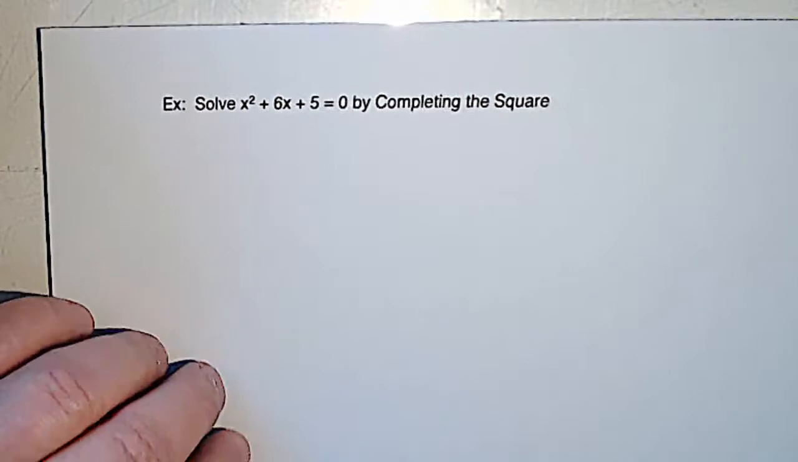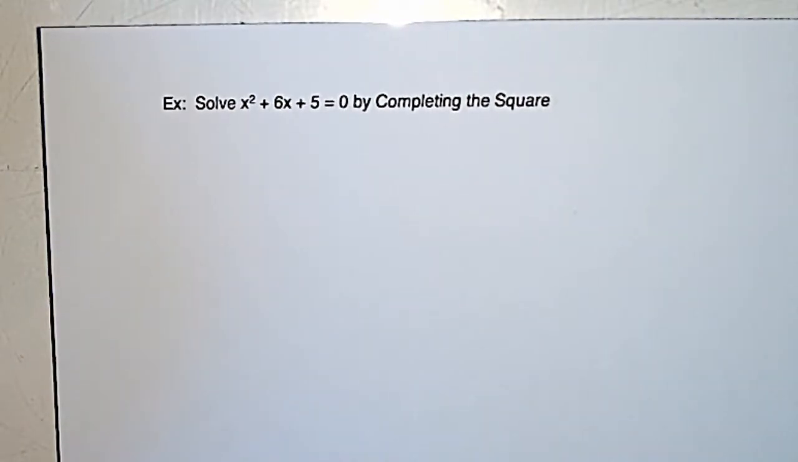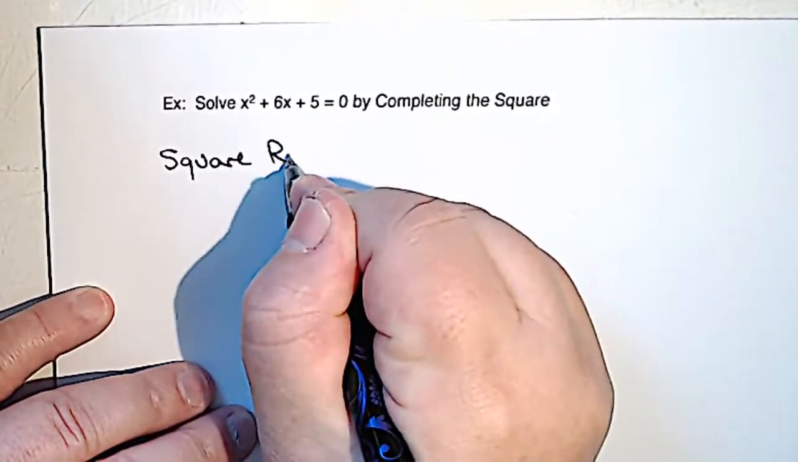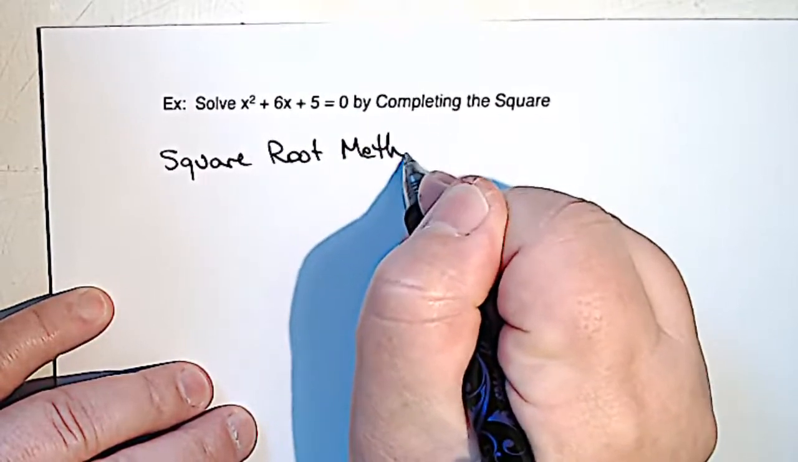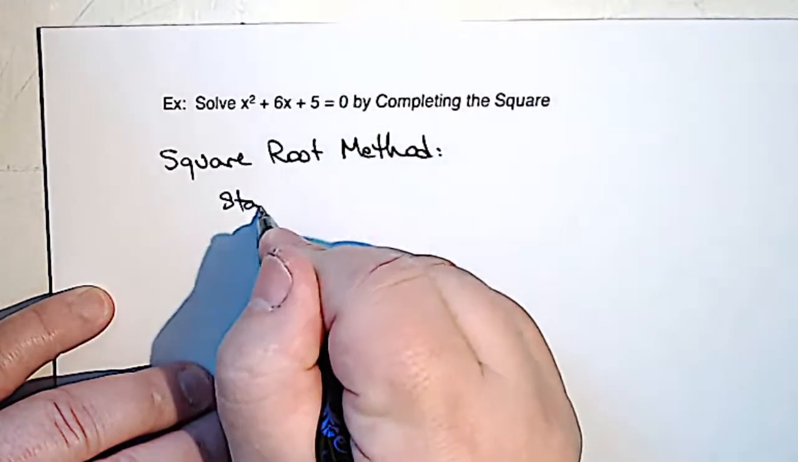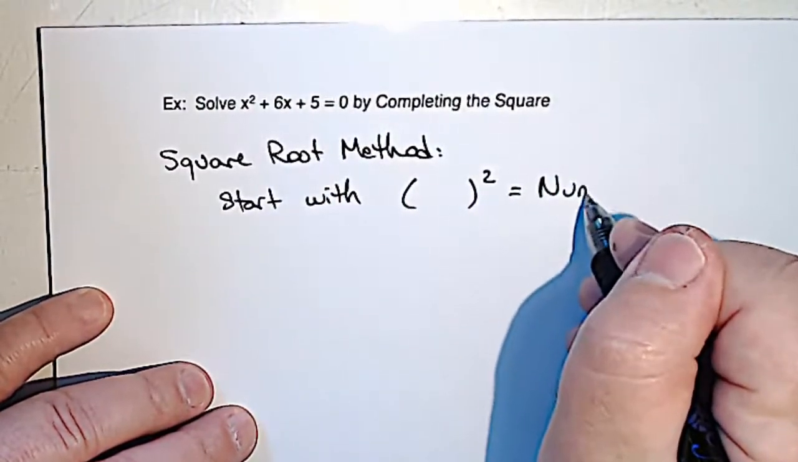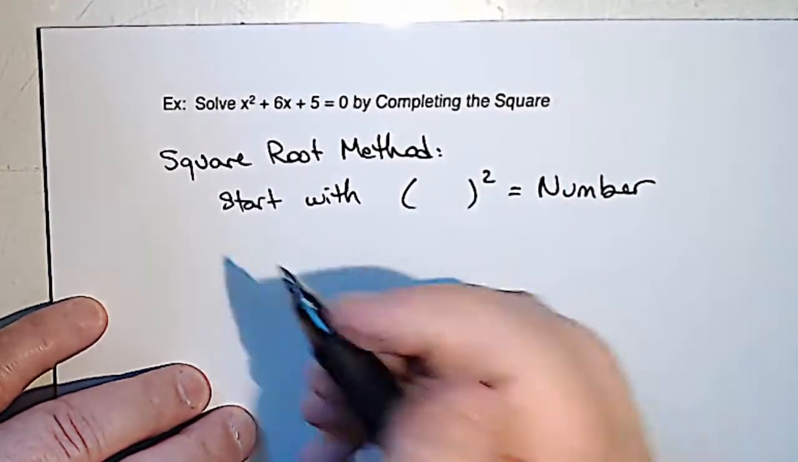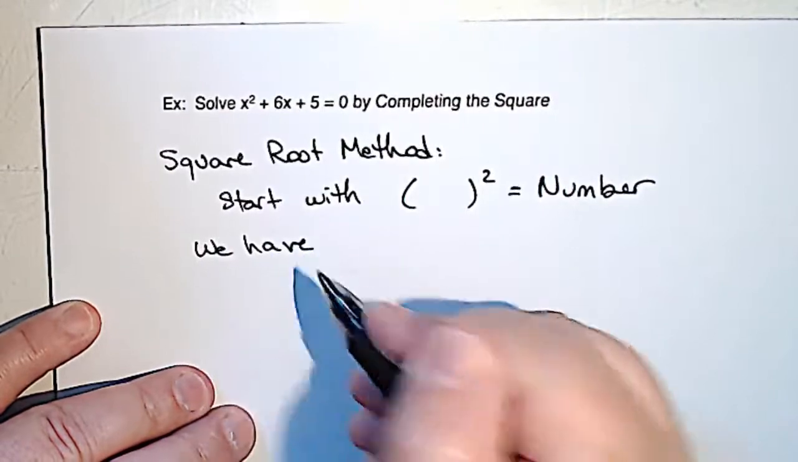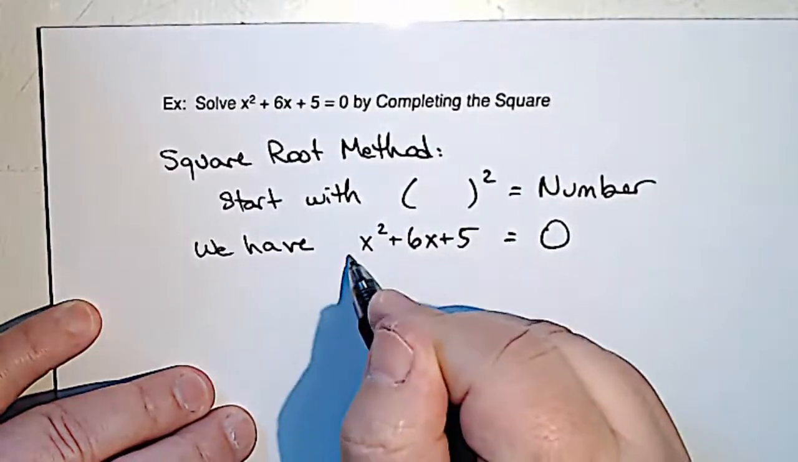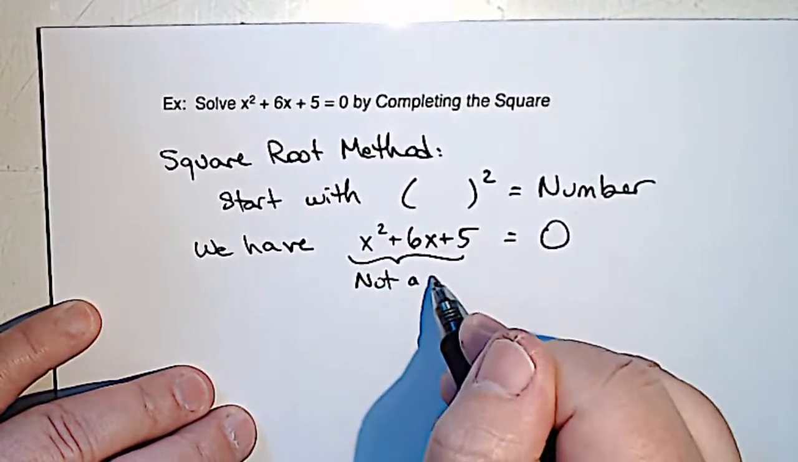Woohoo. Okay, so we are in chapter 8 and 8.1, and hopefully you were watching when I was just in my last video talking about the square root method. So what is the square root method? The square root method says we're supposed to start with something squared equals a number. But what we have is x squared plus 6x plus 5 equals 0, and this is not a perfect square.